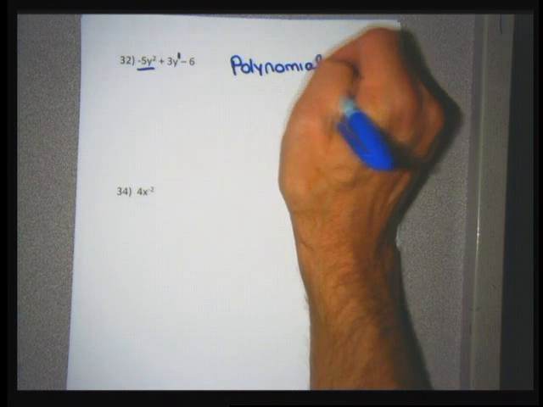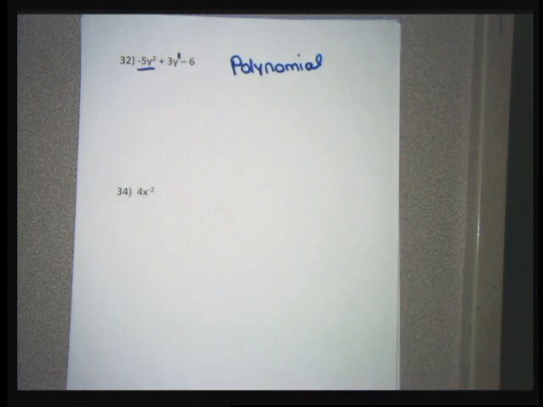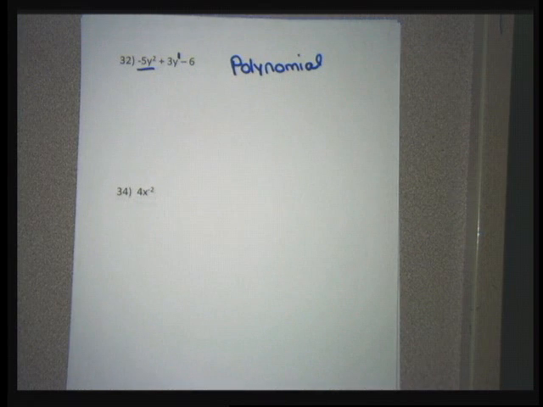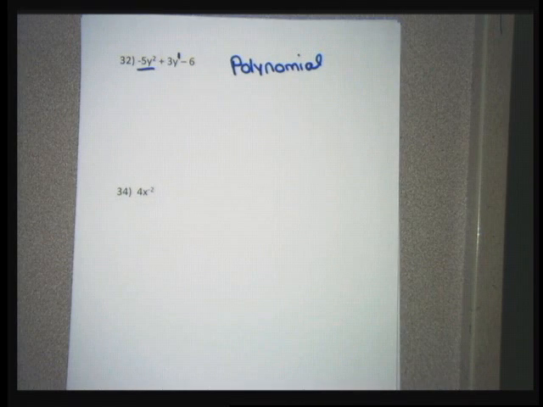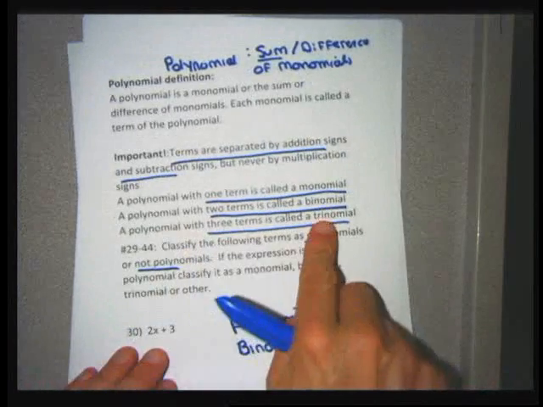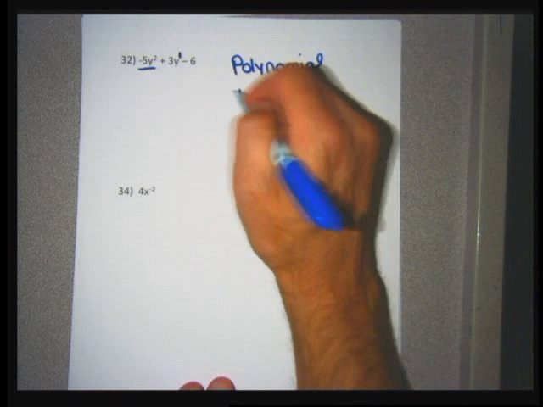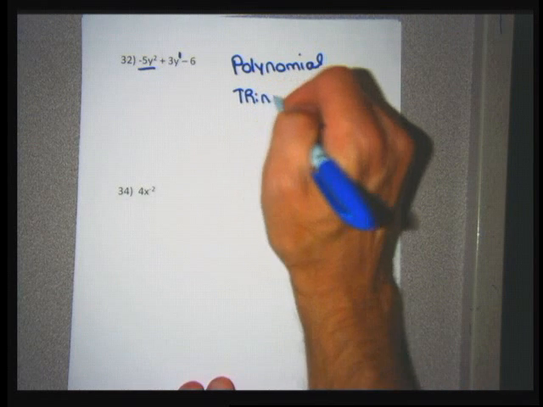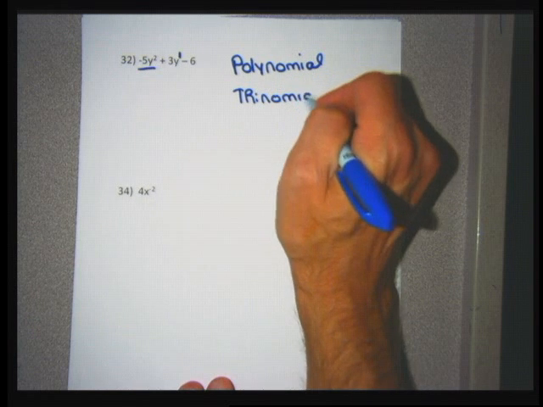by either addition or subtraction signs. And you could have all subtractions, you could have one of each. It doesn't matter what signs separate the terms as long as only plus or minus signs separate the terms. And if I want to categorize this, because it has 3 terms, a polynomial with 3 terms is called a trinomial. So this is a polynomial, and it's also a trinomial. It's a special kind, a subcategory of polynomials called trinomials.